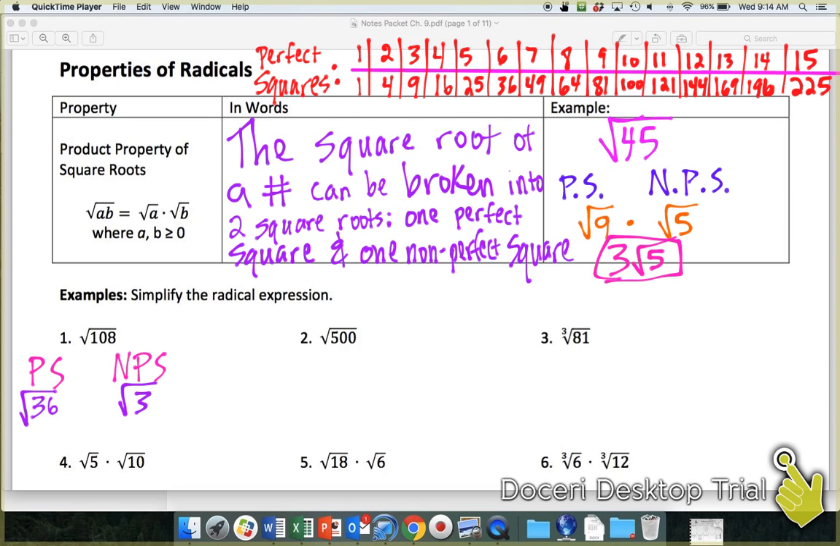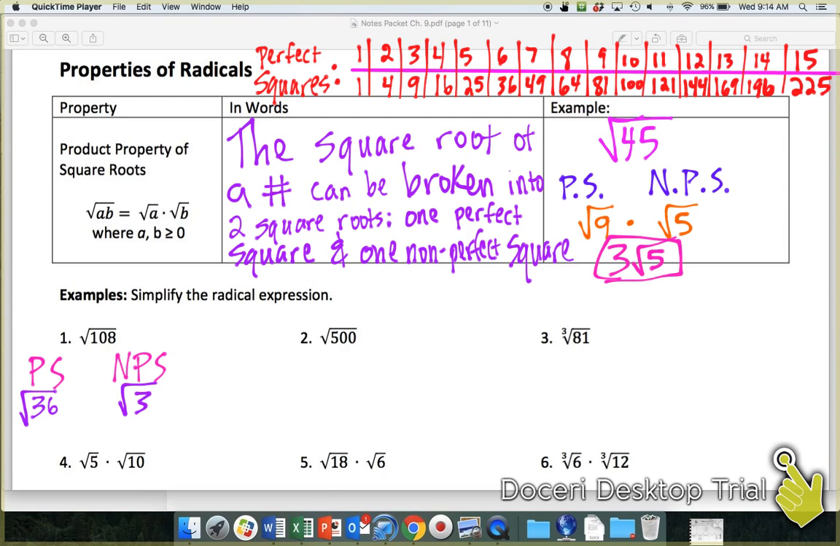All of these will have one of these numbers that goes into it. If you ever find one that doesn't, you just leave it. That's the final answer. That's as simplified as it gets. Like the number 13. Do any of these go into 13 besides 1? No. So it would just be square root of 13. Like that would be the answer.